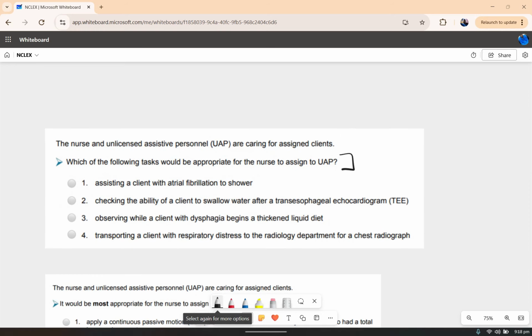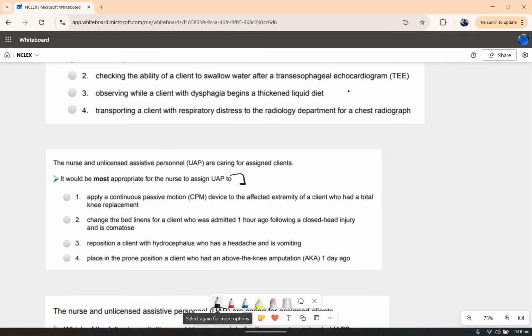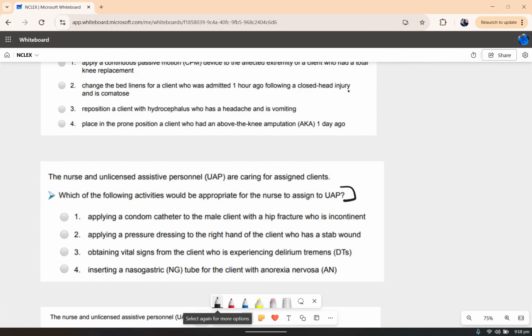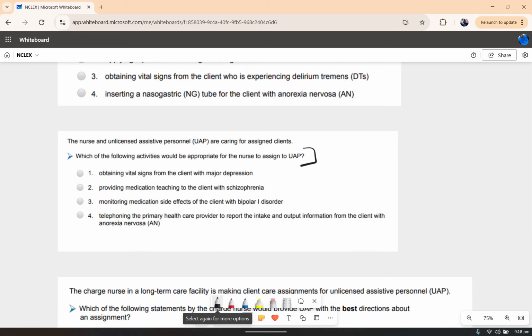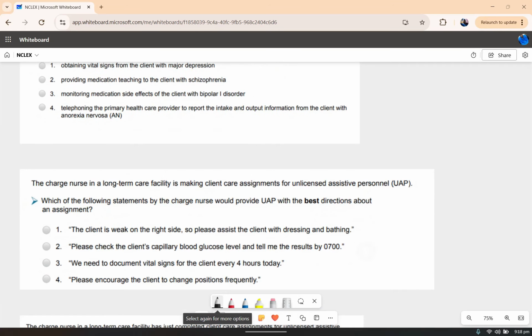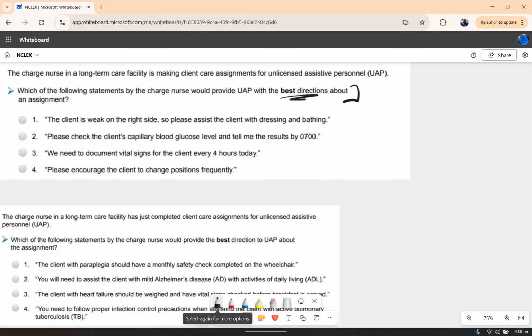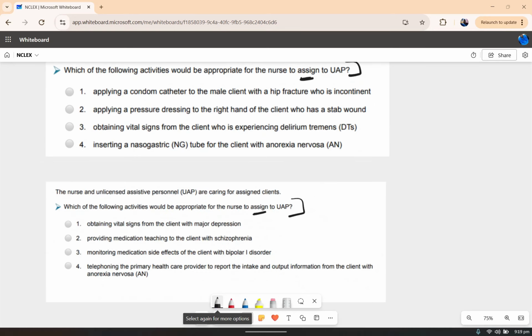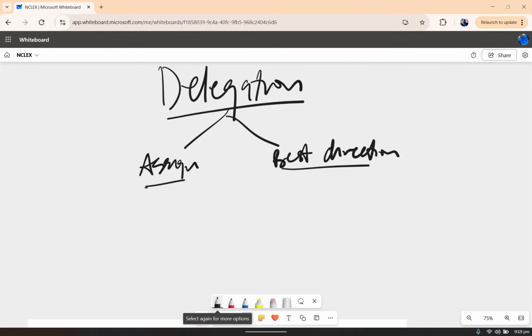Look at the stem right here. Assign. Look at the stem right here. Assign. Look at this stem right here. Best direction. Now you can see that the NCLEX can either test you on what?